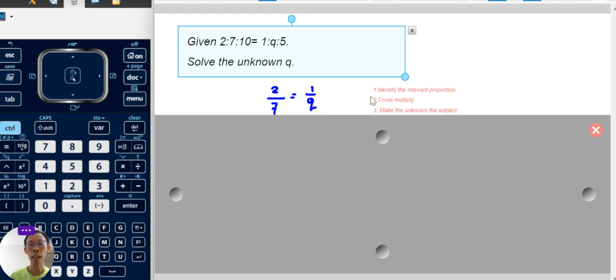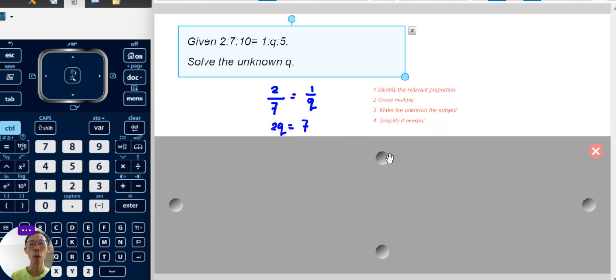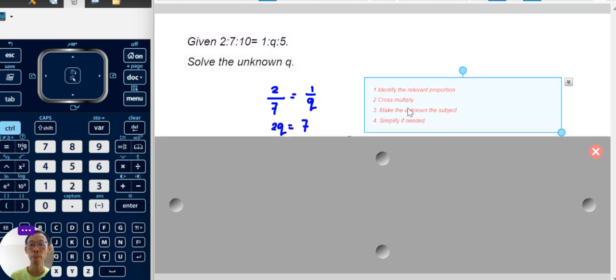Rewrite. That is, identify the relevant proportion. So here I need to look at 2 to 7, and 1 to q. So I identify the relevant proportions. And now I need to solve for q. So I can cross multiply this thing. So I get 2q equal to 7.